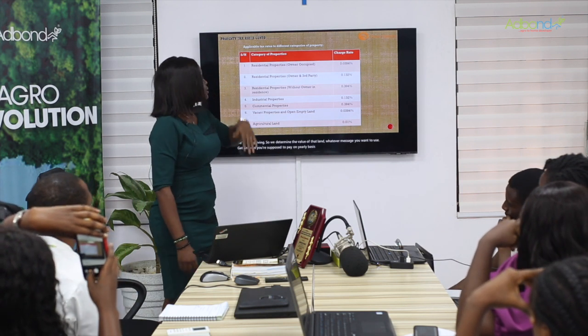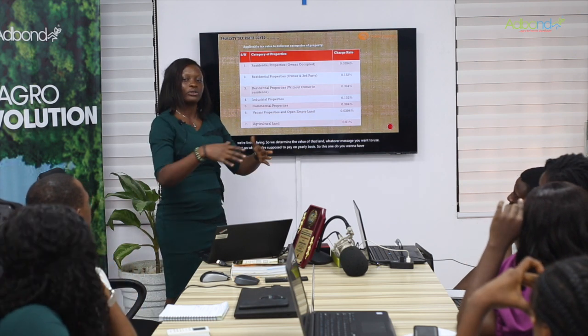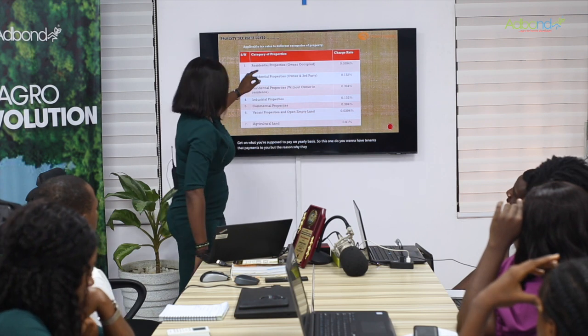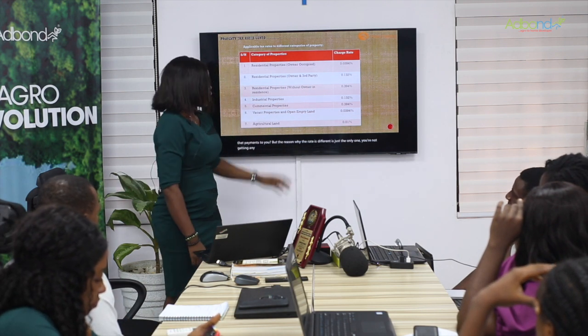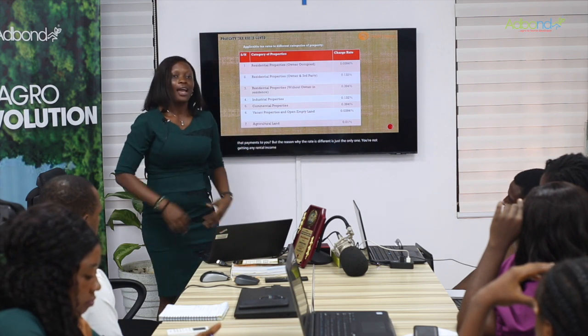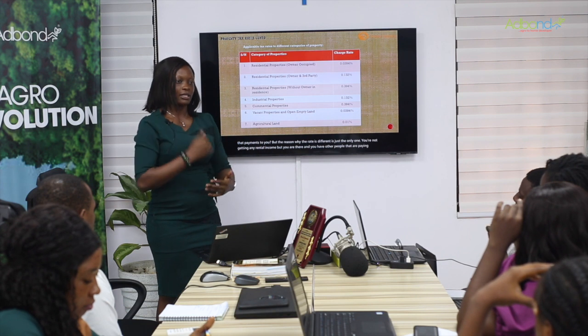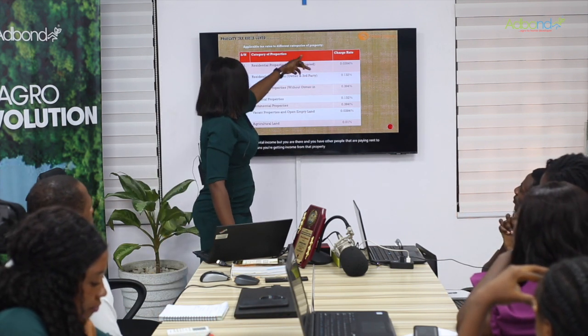So this one, the owner and you have tenants that are paying rent to you. The reason why the rate is different is that in the first case you are just the only one, you are not getting any rental income. But here you are there and you have other people that are paying rent to you. That means you are getting a part income from that property. So that's why the rate is actually different.